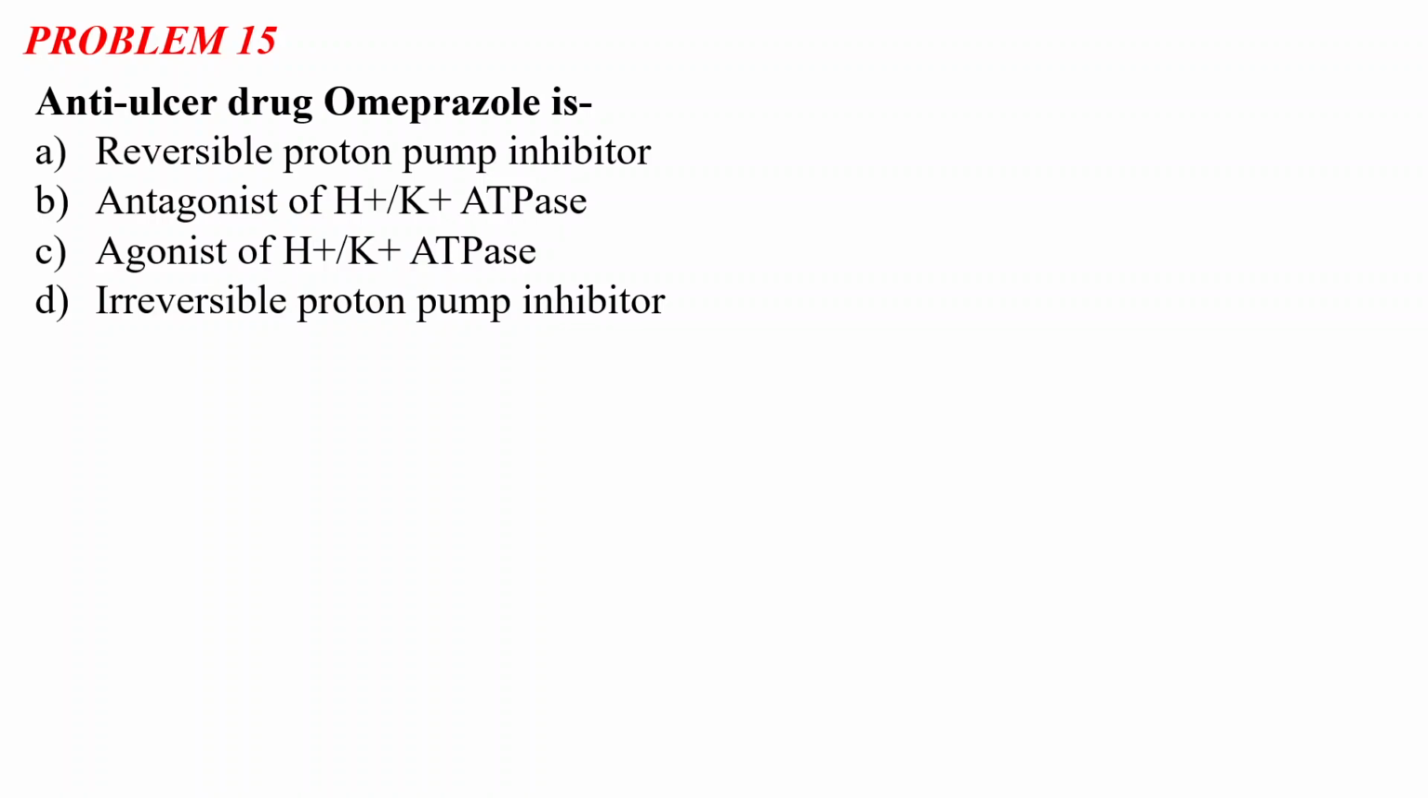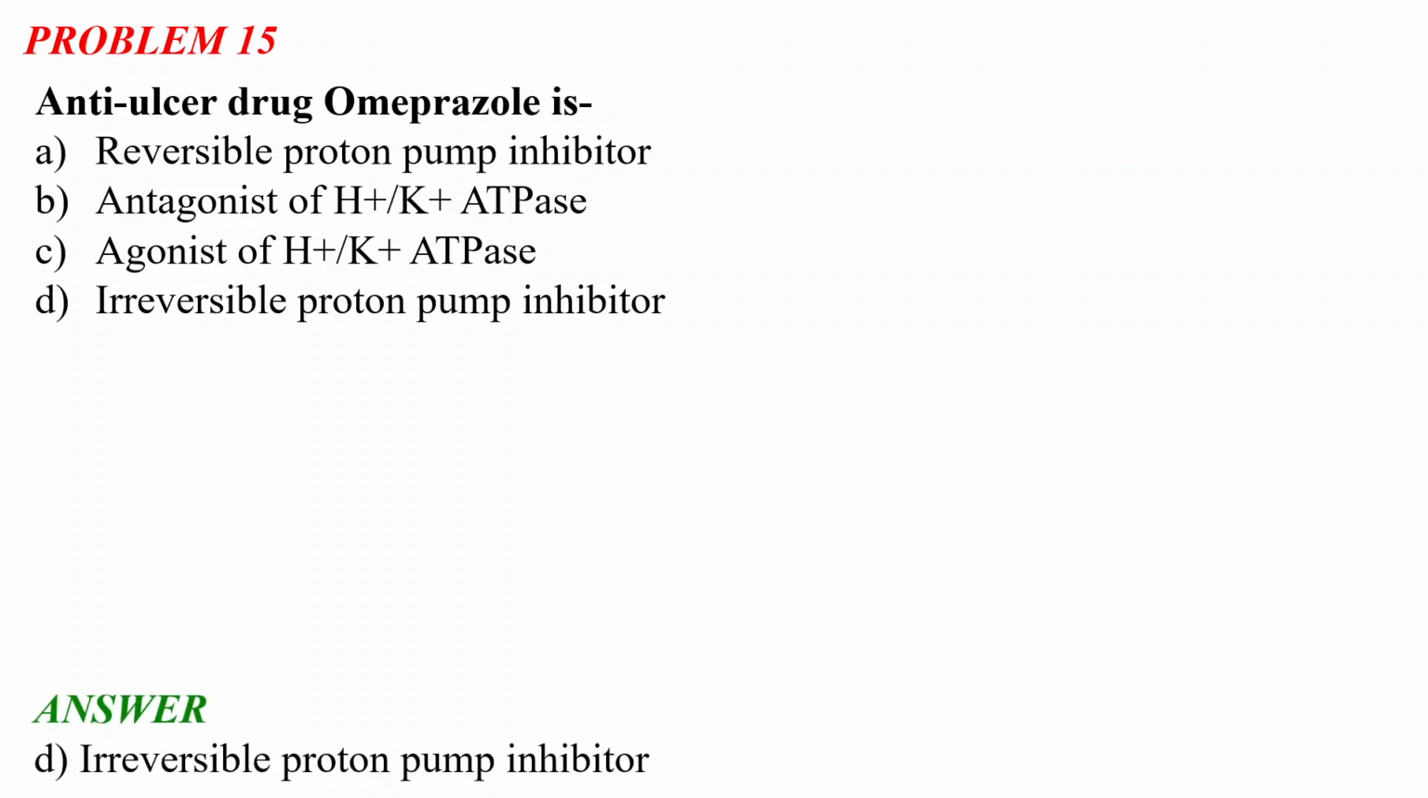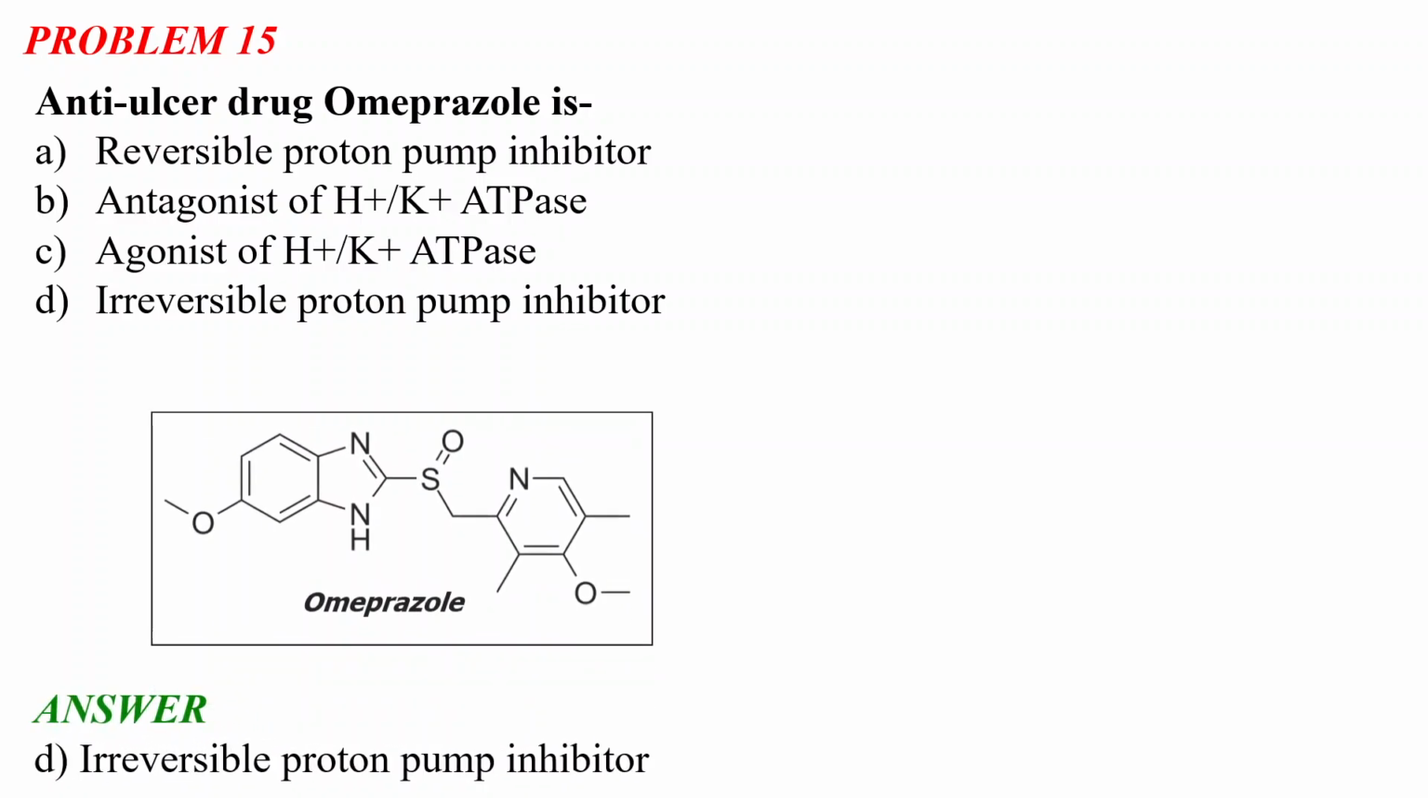In the previous slide we discussed peptic ulcer, and omeprazole is a very well known drug. We have taken it at some point in our life for acidity, ulcer, or digestion problems. It belongs to a particular class of drugs, and you have to identify the correct answer. I will quickly show you the answer. The correct answer is D, irreversible proton pump inhibitor.